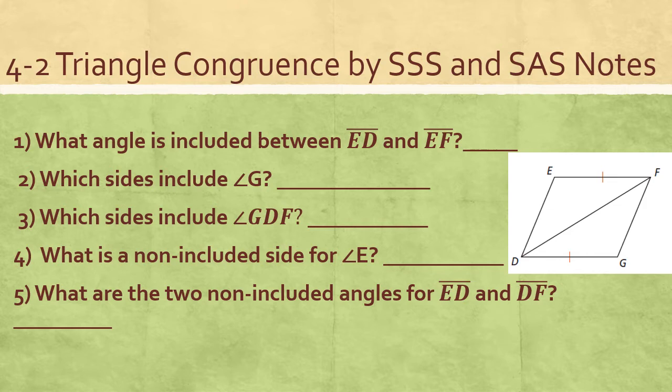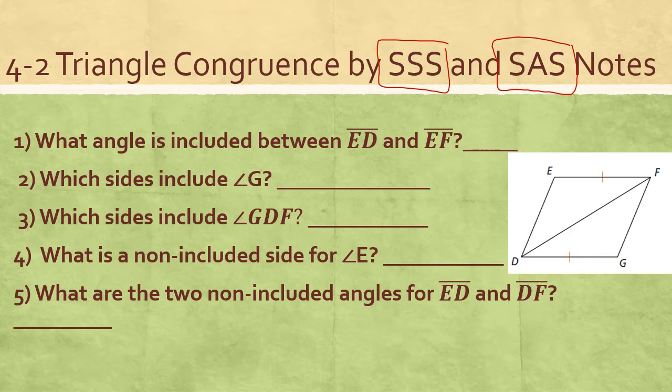Okay, so now we're actually into official notes. We're going to talk about two shortcuts: side, side, side, and side, angle, side. Hopefully it makes sense when I say that, because that's the minimum information we're talking about. We're talking about all the corresponding sides marked congruent, and we're talking about two sides and an angle that's in between them. All right, so let's just look here.